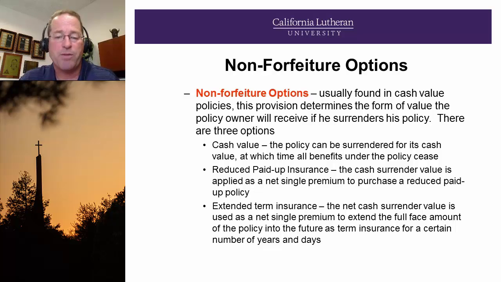The net cash surrender value is used as net single premium to extend the full face value of the policy into the future as term coverage for a certain number of years and days. And that term is calculated by the insurance company based upon the prevailing cost of the term insurance.